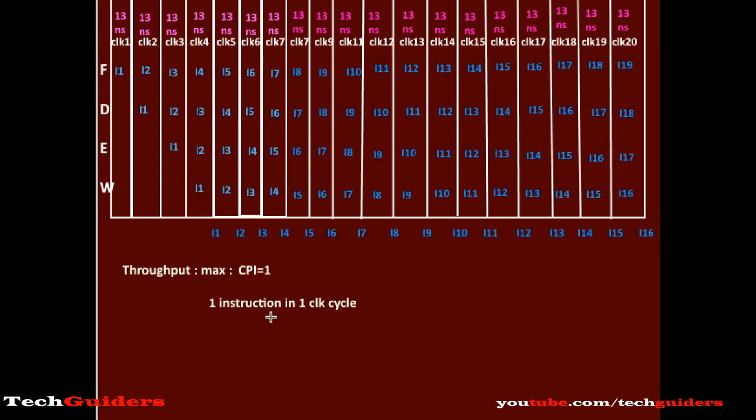Here, one instruction processed in one clock cycle implies one instruction processed in 13 nanoseconds. In our example, the clock period is 13 nanoseconds. Hence, one instruction is processed in every 13 nanoseconds. This implies 10 power 9 by 13 instructions processed in 1 second. So the throughput is the maximum number of instructions processed per second. This is one parameter by which we can analyze the performance of pipelining.